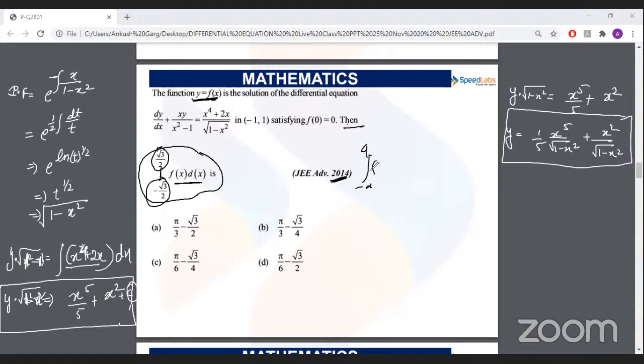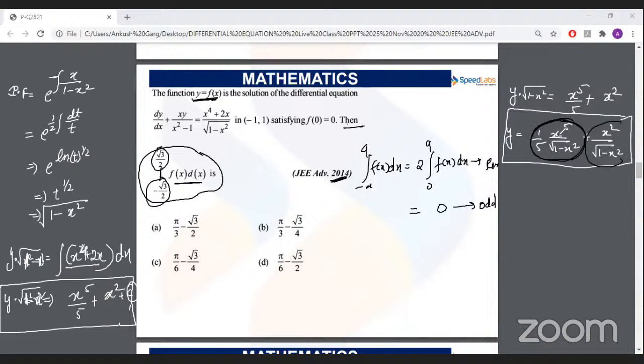Integral from minus a to a of f(x) dx equals 2 times integral from 0 to a of f(x) dx if your function is even, and it is equal to 0 when your function is odd. So can you see this x to the power 5 part of the function f(x) is odd, and this part is even.